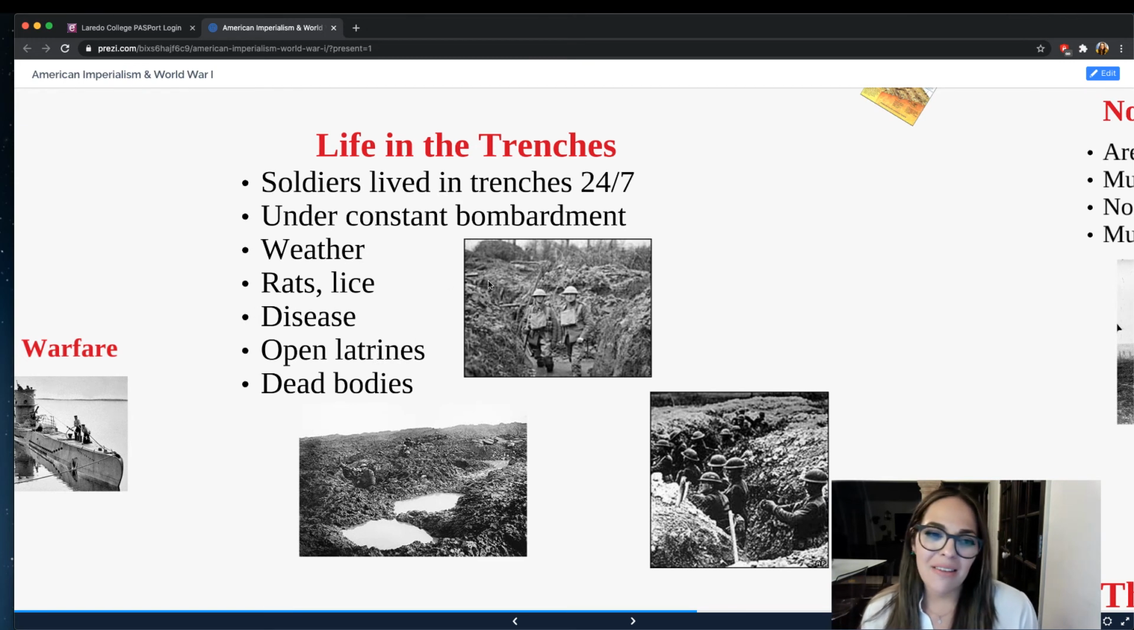But they also have to fight not just the enemy, they also have to deal with rats. Rats are a huge problem, in part because they're huge. You've got dead bodies, you've got open latrines. Latrines, of course, are literally a hole in the ground where they go to the bathroom. It's like an outhouse without the house. Diseases, lice, piojos, they're on everything.